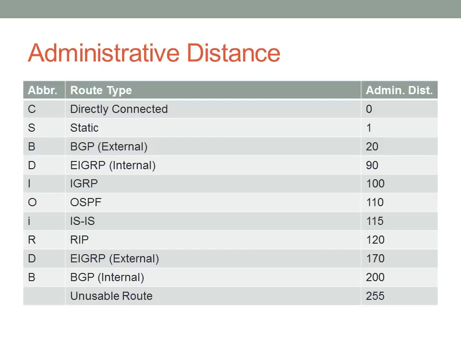Routers will prefer the lowest administrative distance, so a directly connected route will take precedence over a static route, which will take precedence over an EIGRP route, for example, and on and on. So administrative distance can be used to prioritize when multiple routing protocols are running on a single router, and you may run into scenarios where that's the case.